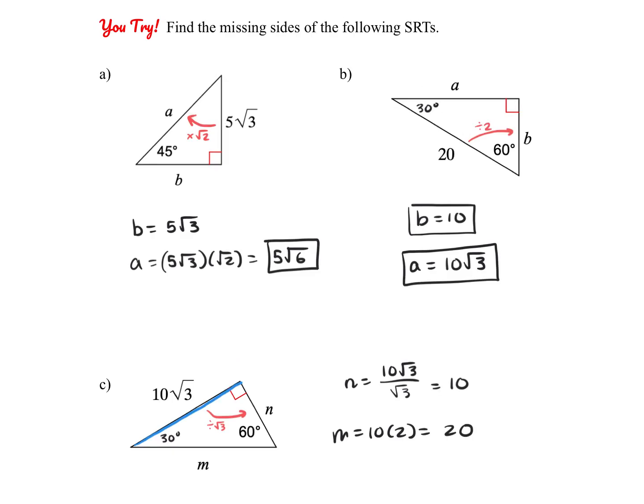All right, go ahead and check here. So again, leg to hypotenuse, we multiply by root 2. So A is going to be 5 root 3 times root 2, which is 5 root 6. And of course, our two legs should be the same. So B is also 5 root 3.